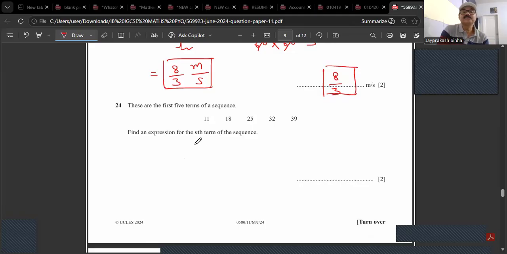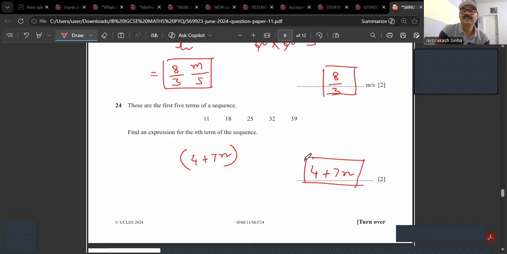So we can write it as, because the difference is 7, 4 plus 7n. Now you can check. When we put n equal to 1, means the first term, so 4 plus 7, 11. Now for the second term, 7 into 2, 14, 14 plus 4, 18. For the third term, 7 into 3, 21, 21 plus 4, 25. Yes, it's correct. So 4 plus 7n is the correct answer.